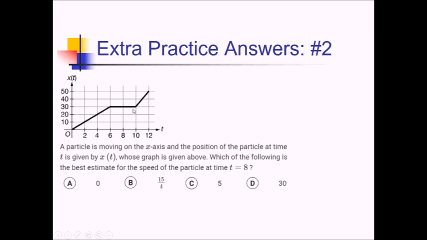Average rate of change from 6 to 10 is x of 10 minus x of 6 over 10 minus 6. So that's 30 minus 30 over 10 minus 6. Well, that's just 0 over 4, which comes out to 0. And that makes sense because x of t tells you how far to the right you've moved at every given time. At time 6, you're at 30, whatever units these are, we'll say feet. And then at time 10, you're still there. You have an average speed of 0 at that point. So that's going to be choice A.